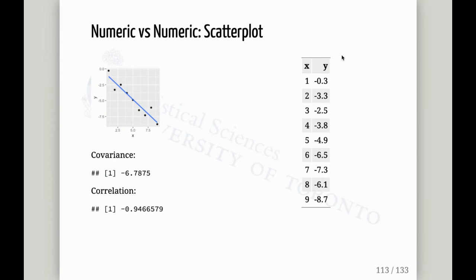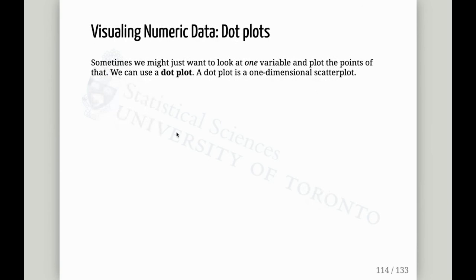Here's just another example. They're not a function of each other. I just made random numbers. And here it's a negative relationship because as x gets bigger, y actually decreases. You can see this in the correlation value. It's a negative value. And it's pretty strong. 0.94 is a pretty strong correlation. Next, let's move on to dot plots.